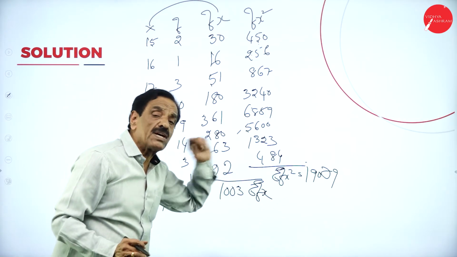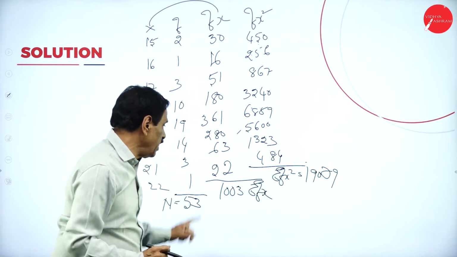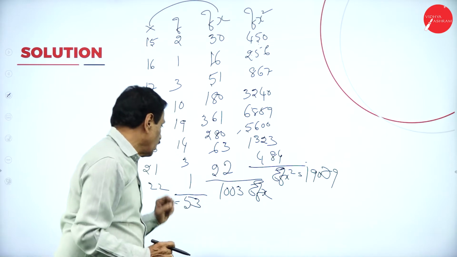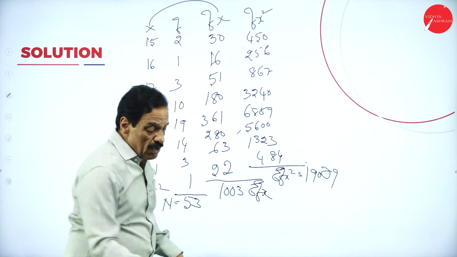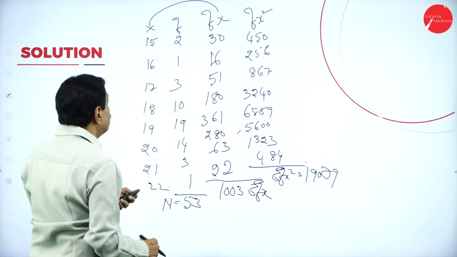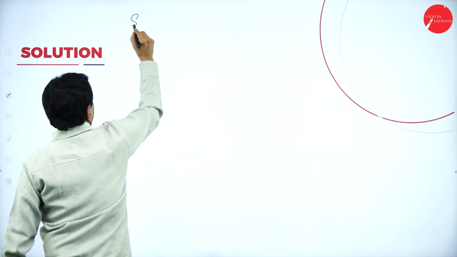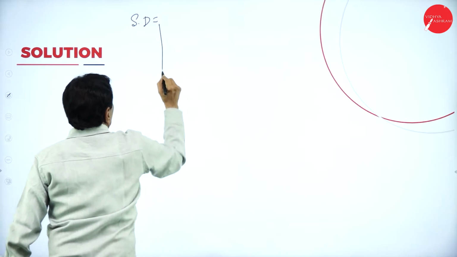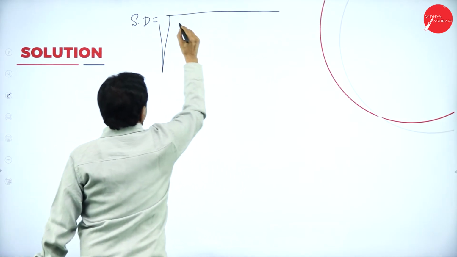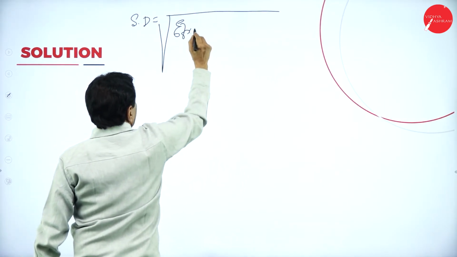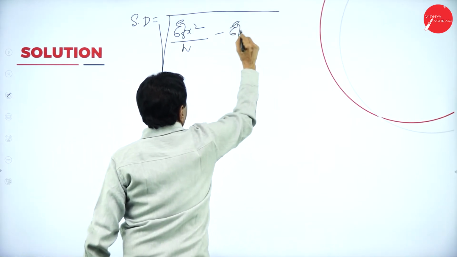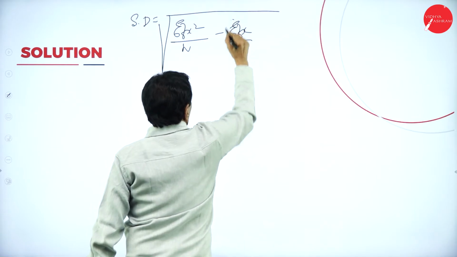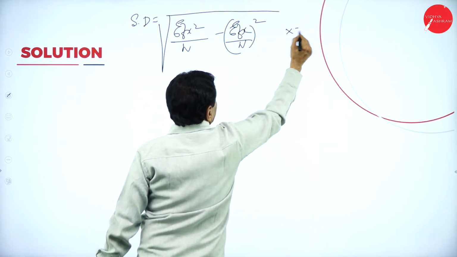What is 19,079? Sigma fx square. Sigma fx is 1003. The number of frequency is 53. The difference is 1. We'll move on with the formula. Standard deviation is equal to root of sigma fx square divided by n minus sigma fx divided by n whole square, into c.